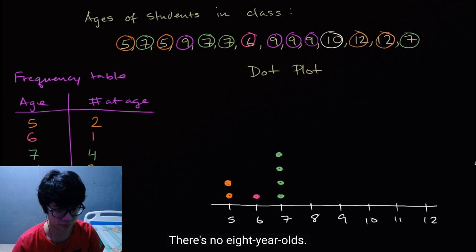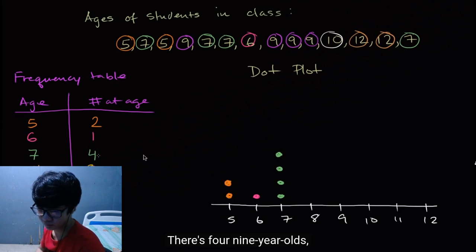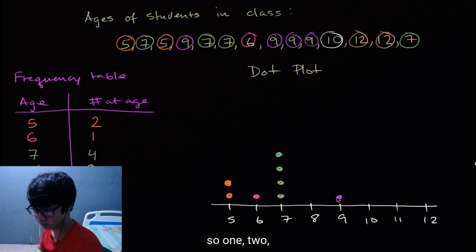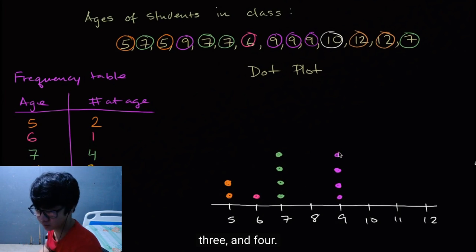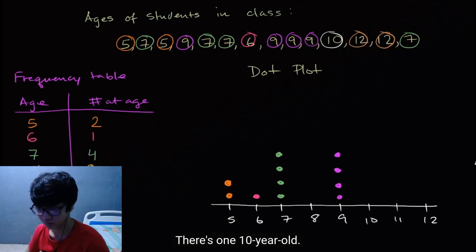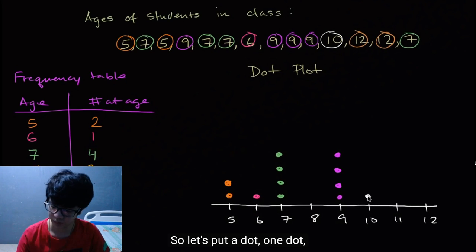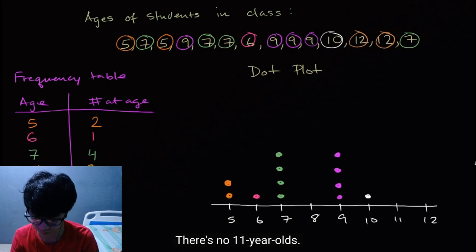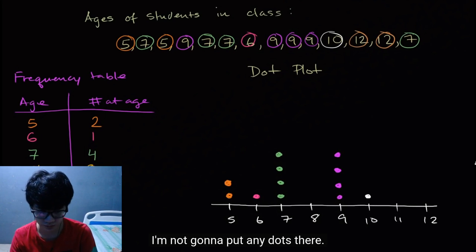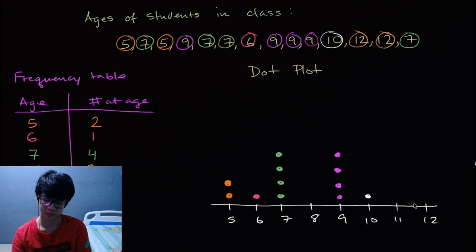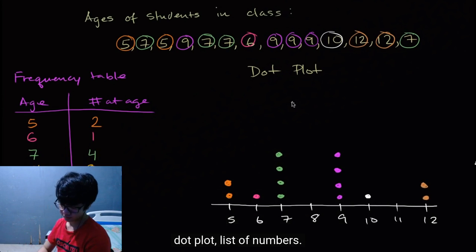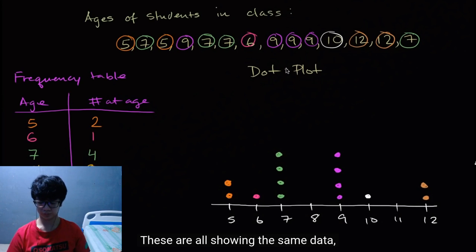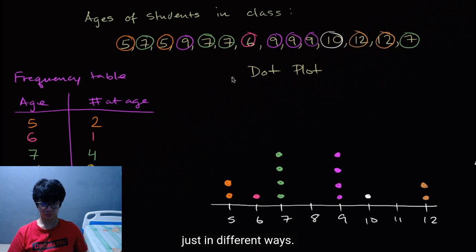There's no 8-year-olds, there's 4 9-year-olds, so 1, 2, 3, and 4. There's 1 10-year-old, so let's put 1 dot right over there. There's no 11-year-olds, so I'm not going to put any dots there. And then there's 2 12-year-olds. So 1 12-year-old and another 12-year-old. So there you go. We have frequency table, dot plot, list of numbers. These are all showing the same data, just in different ways.